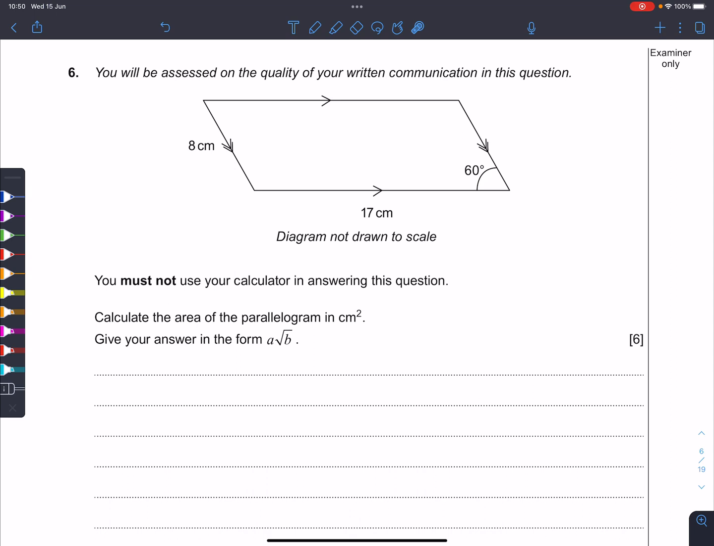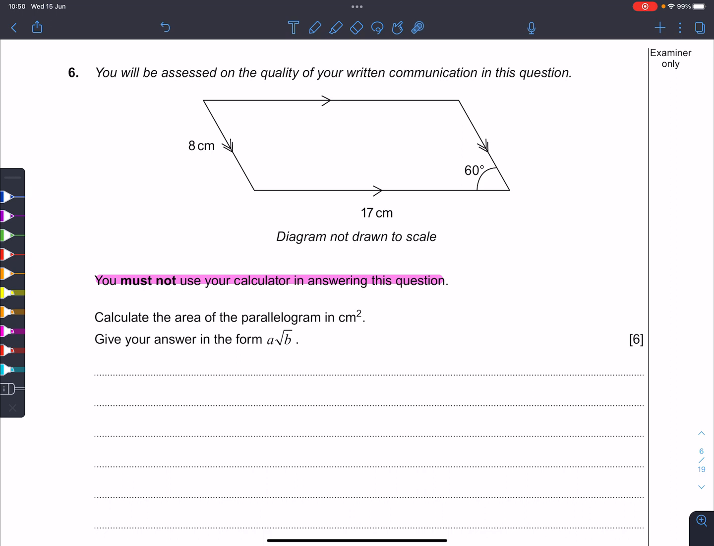So, first of all, we have a diagram here, parallel sides there, and another pair of parallel sides there. So that means that this is a parallelogram, which we are told. And we are looking at finding the area. But more importantly, you're told that you must not use your calculator. Okay, so that's going to make it slightly more challenging, but you have to make sure that happens. So let's have a look at the parallelogram in centimetres squared.